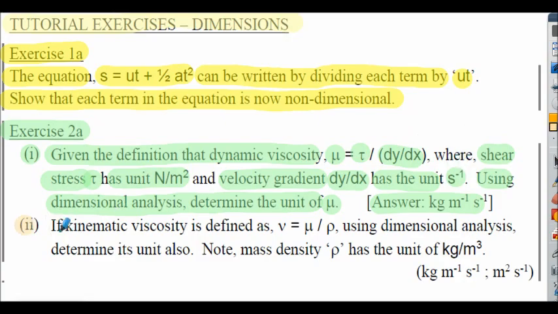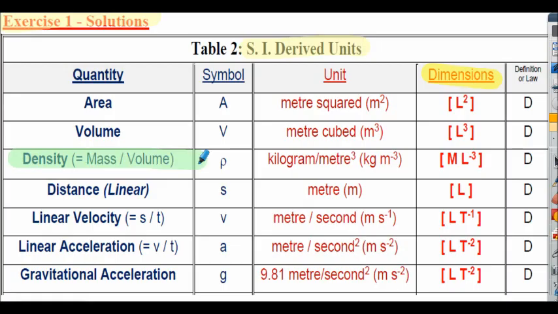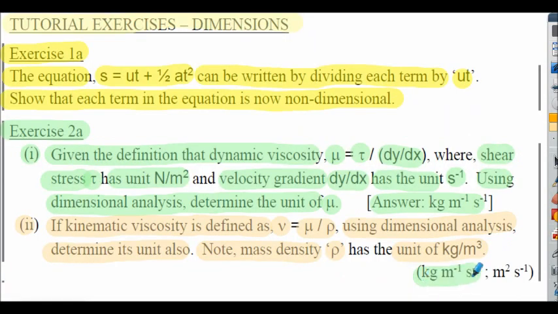Part 2 of exercise 2, if the kinematic viscosity is defined as nu is equal to mu divided by rho, again using dimensional analysis, we have to determine its unit also. Note that mass density, symbol rho, has the unit of the kilogram per meter cubed. And again, if we need to, we can find the dimensions for mass density in table 2. Dimensions for mass density shown here. Answer to part 1 shown again here, and answer for part 2 shown here.